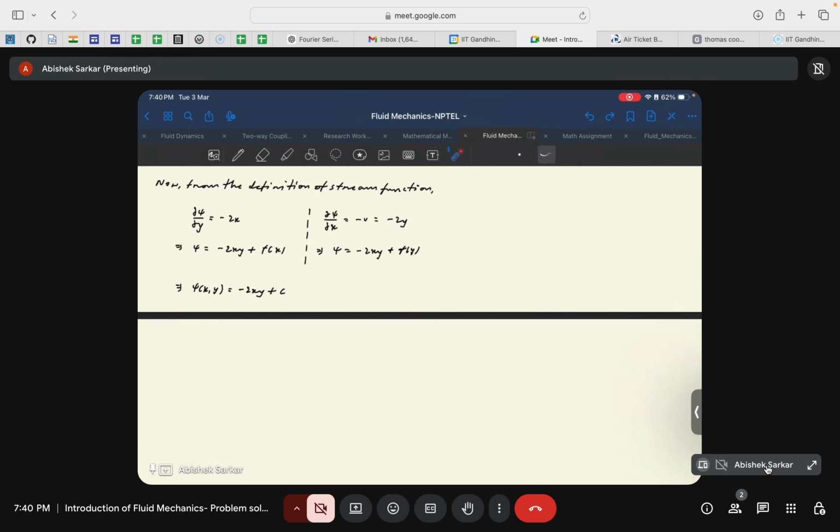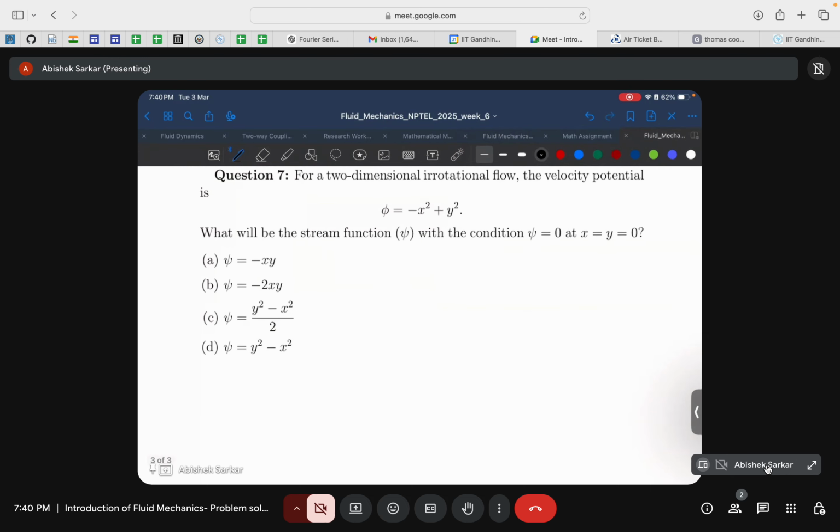Now it is given that psi of x, y is equal to 0 at x equal to 0 and y equal to 0. So if you substitute the values of x and y in this equation, psi will be equal to 0, which will be equal to c, because x and y are 0. So it implies that c is equal to 0. So you get psi of x and y to be equal to minus 2xy. If you compare this to your given options, the correct answer is option B.